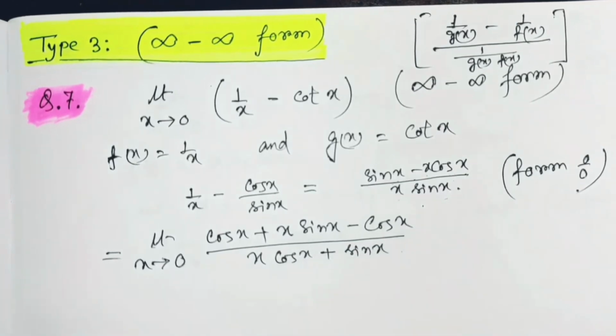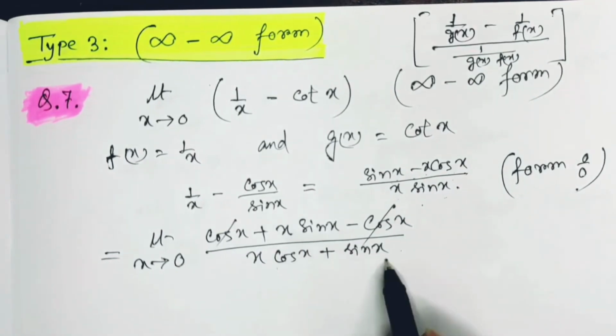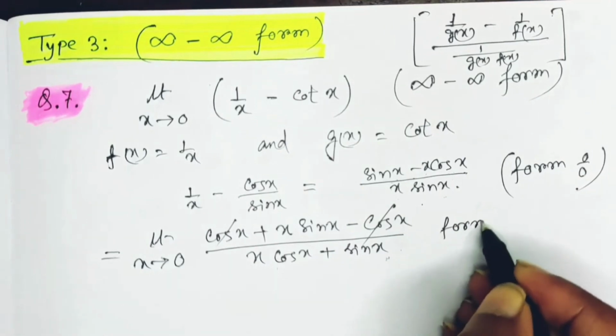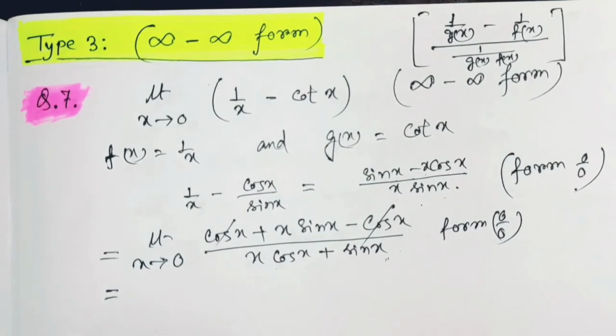This is the derivative, and this cancels out. So after that we shall find this form, which is again 0 by 0 form. So it is in the form of 0 by 0. So we will do the same things, and we just repeat the process once more.